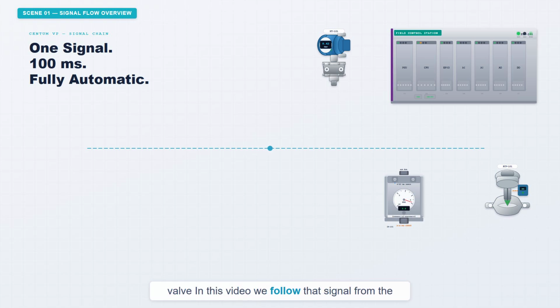In this video, we follow that signal from the pressure transmitter in the field through the junction box and marshalling cabinet into the Yokogawa Centum VP FCS, through the PID calculation, and back out to the control valve actuator.